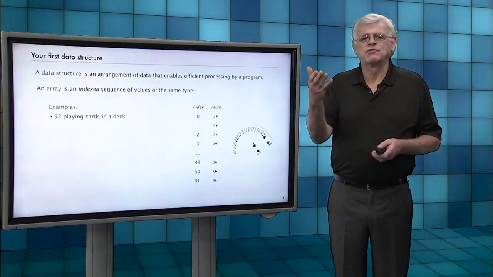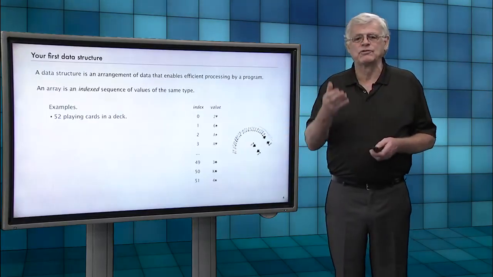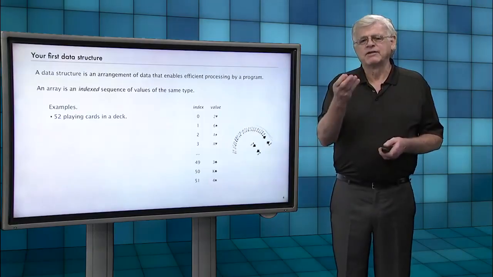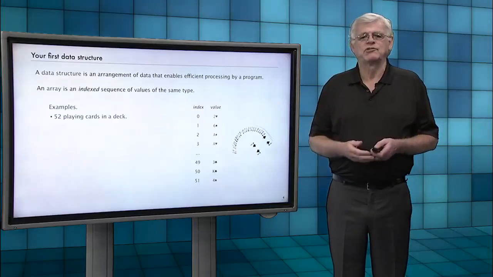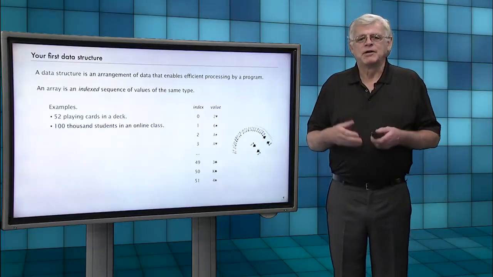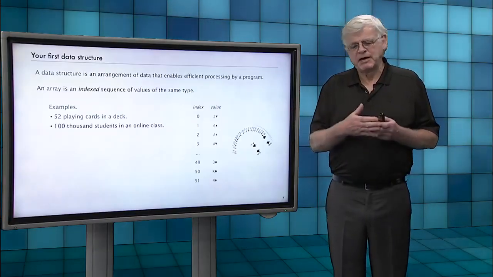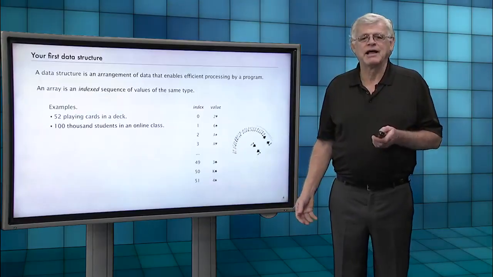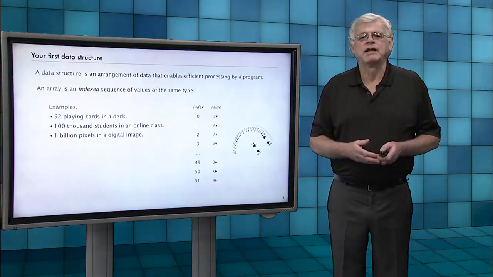Some card's in the first position, another card's in the second position, the ace of hearts in the third position, and so forth. Given an index, we can immediately get to the card that's in that position in the deck. But there are many other ideas where you might use an array. So you might have a lot of students in an online class. And again, you can get to each one quickly through an index.